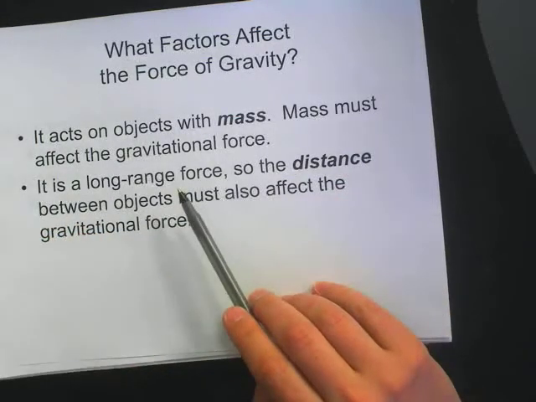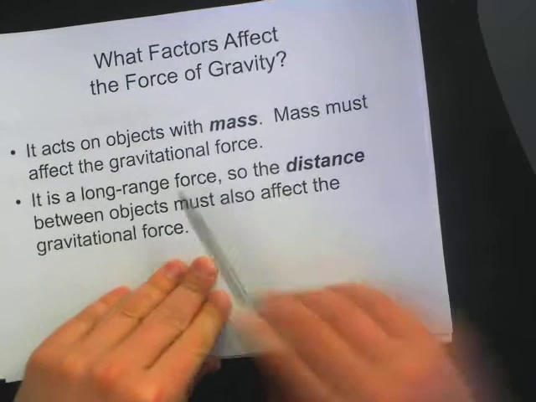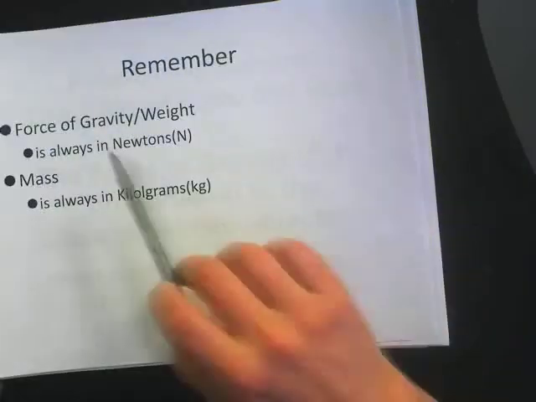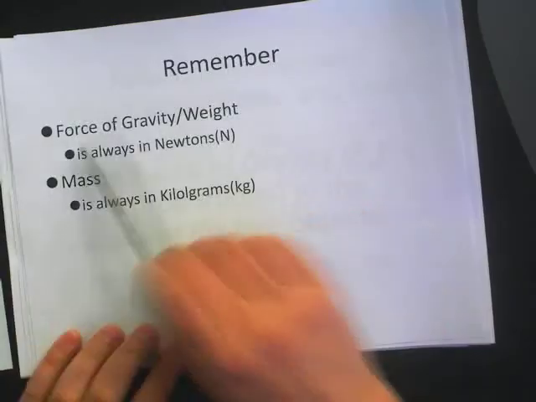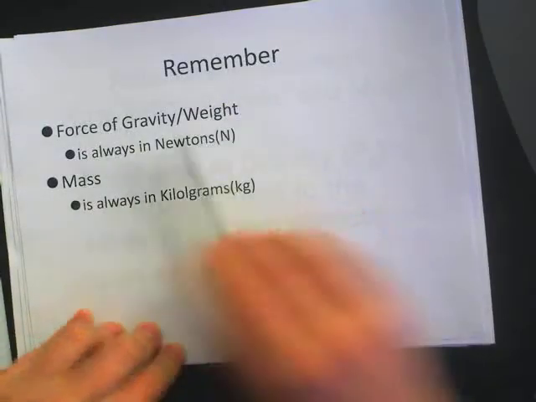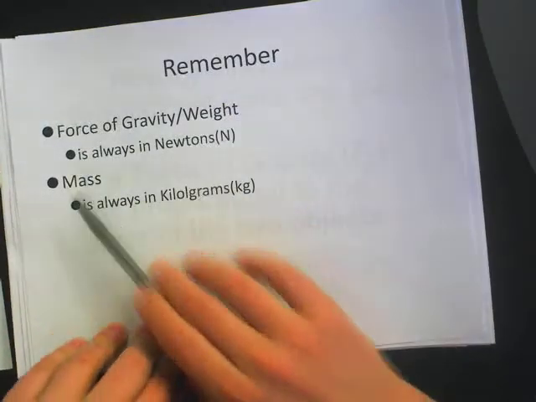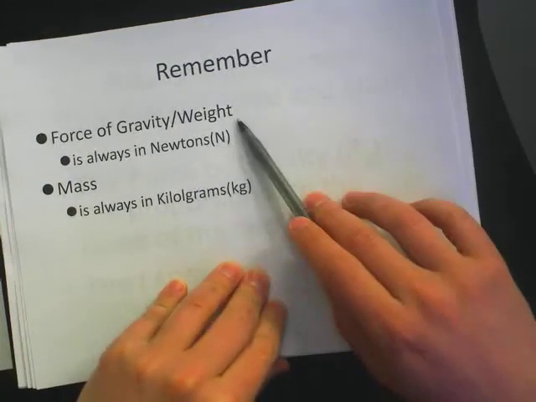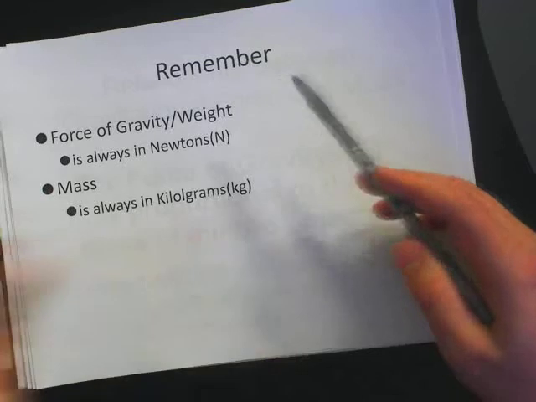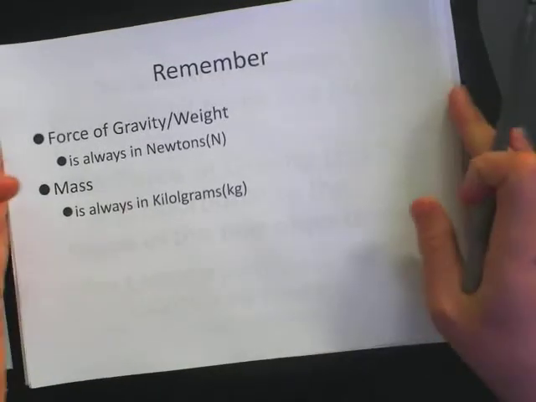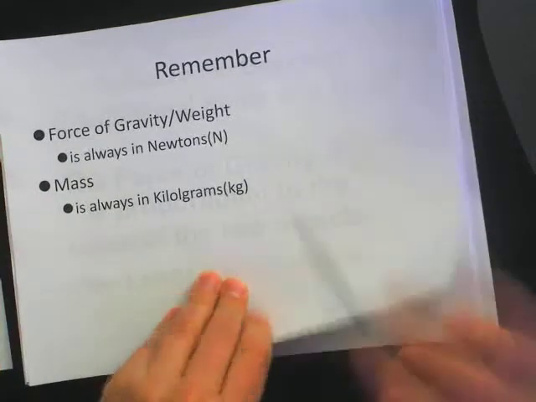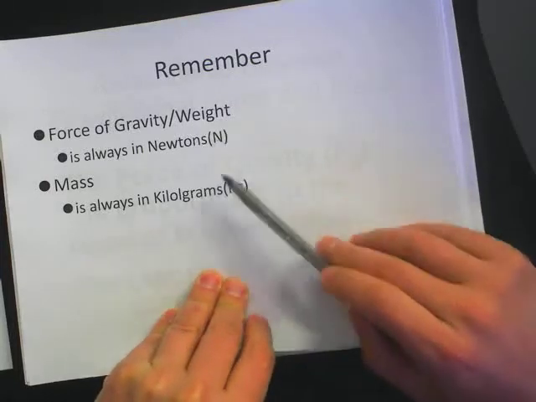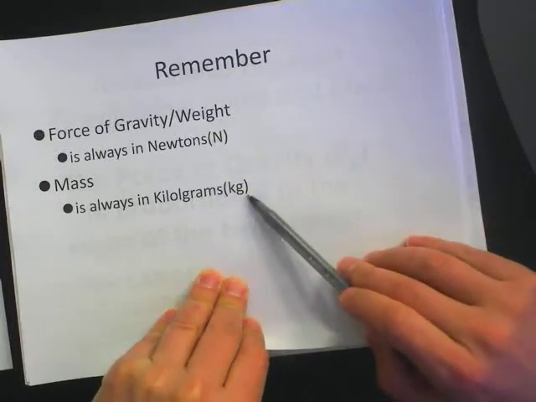It's a long-range force, so the distance must also affect them. Remember, and this is very important, the force of gravity, or weight, is measured in newtons. The mass is measured in kilograms. Way too many times do kids get these two ideas mixed up. That's very common because when people in the United Kingdom are asked how much they weigh, they usually answer in kilograms. But they're wrong. Weight is measured in newtons, and mass is measured in kilograms.